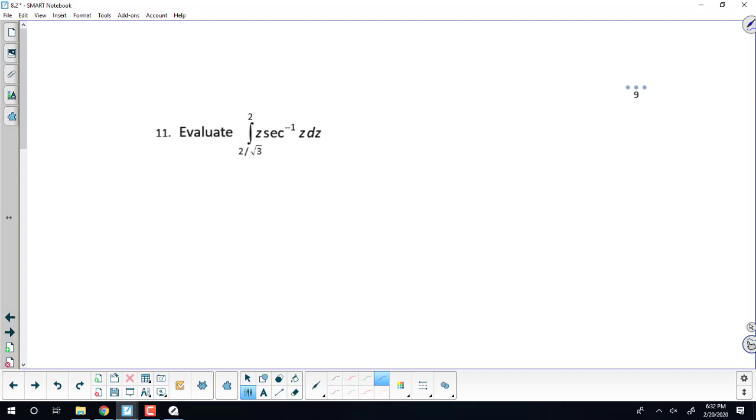So again, we've got a product of two functions. Integration by parts is probably the likely solution. So what should our u be? Inverse secant. And then dv is z dz.